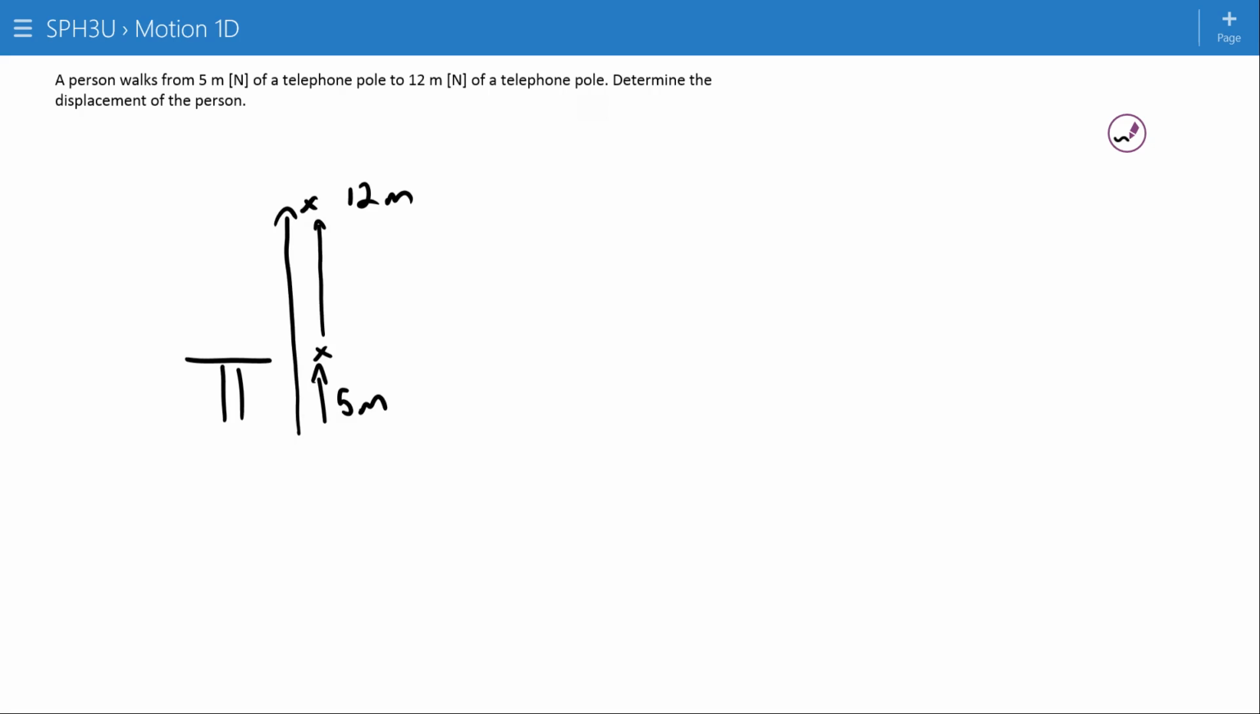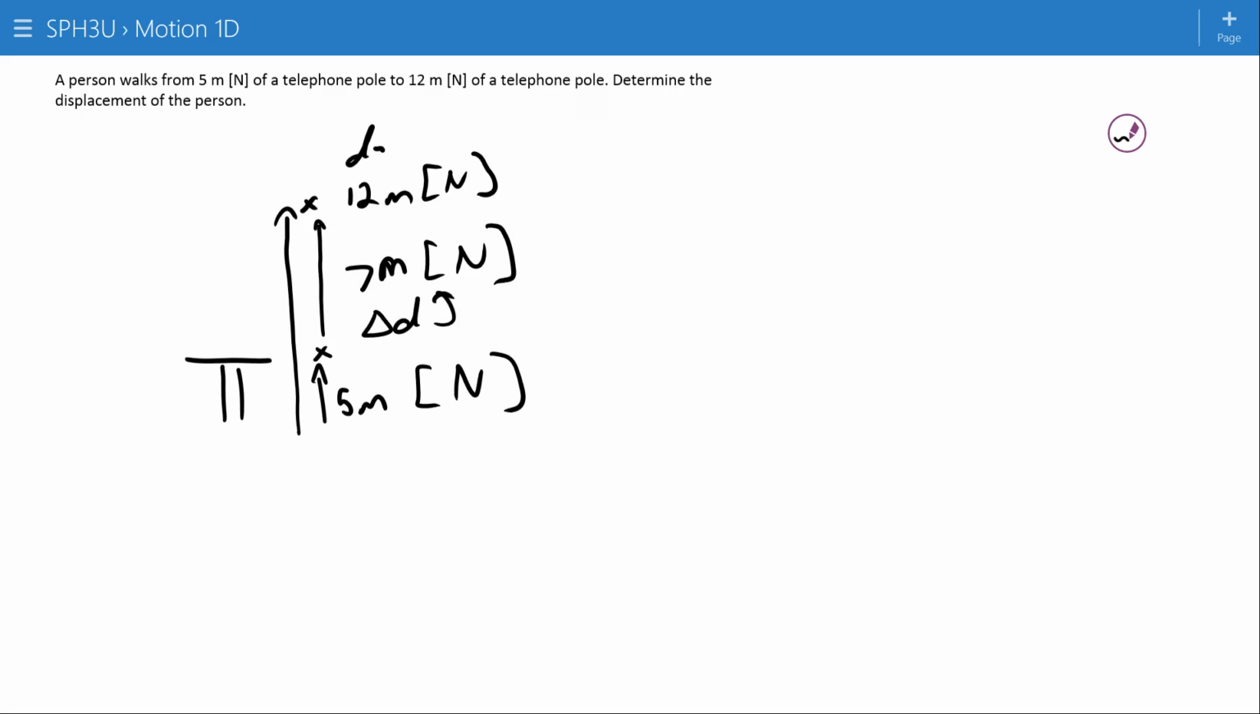If this big guy is 12 and this little guy is 5, then their actual displacement here is going to be 7 meters. These are all north. That's their delta D. This is their D2, and this is their D1. But let's just look at what that looks like mathematically so that we can get a little bit more practice with our formula. D2. So they went from this initial position, 5 meters north, to this final position, 12 meters north.